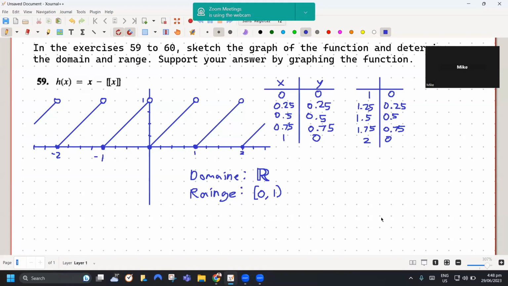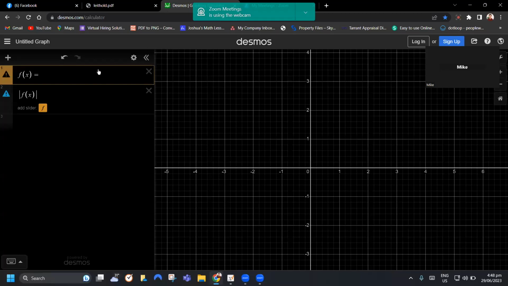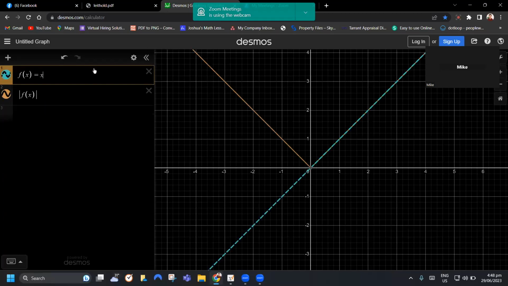Okay. So, domain is all reals. Range is between 0 and 1. Okay, para ngayon, hindi ko na pagagawa in detail yung number 60. Pero gawin mo na sa Desmos para makita mo lang yung shape niyan. Yung x plus floor x. That's correct.